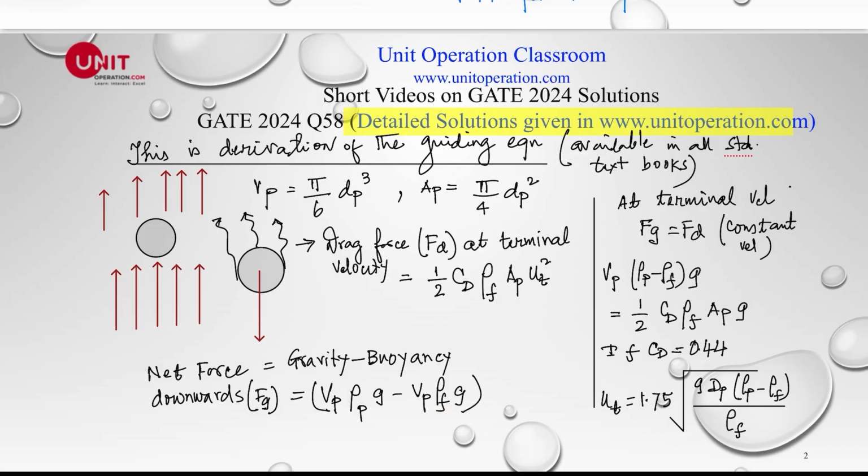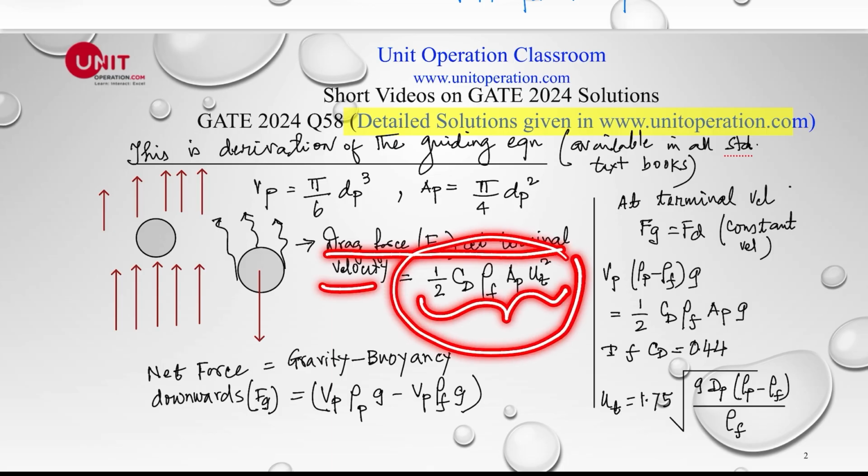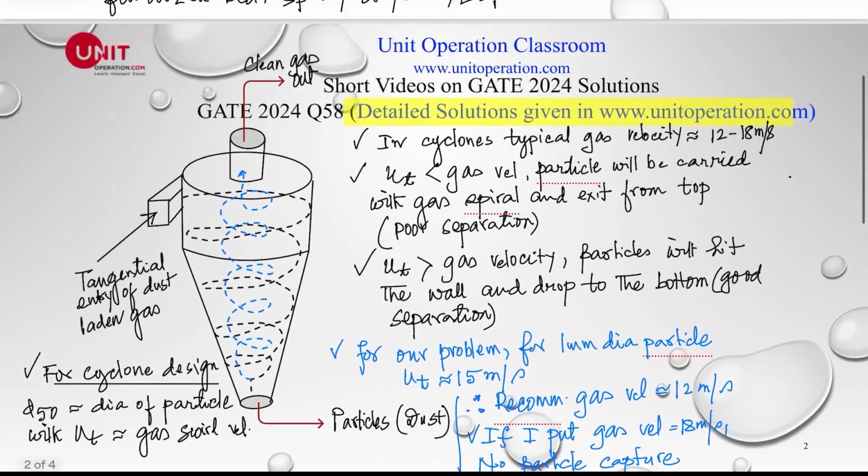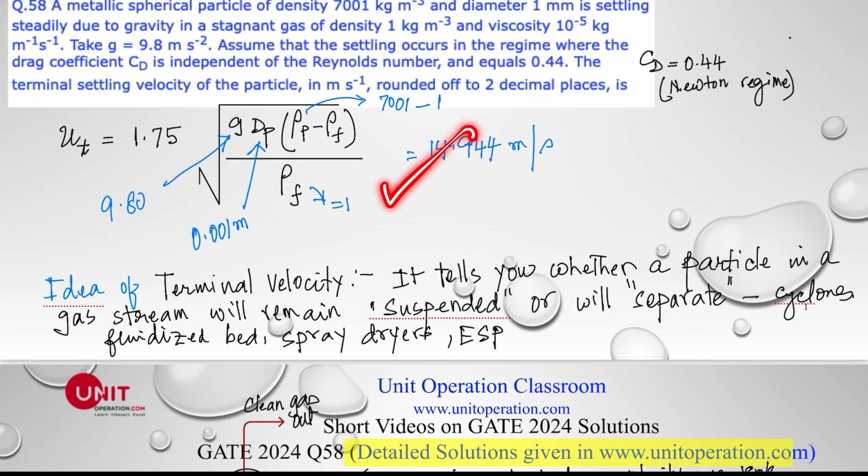And then the drag force at terminal velocity is given by this particular equation you see in the standard textbook. So if these two are equated at terminal velocity, the net force downwards would be equal to the net force upwards. And this drag force, of course, is working upwards because the particle is going down. And if CD is 0.44, then we get this equation, which we have used right here in this calculation. Again, this is nothing new; what is shown here is available in any textbook.